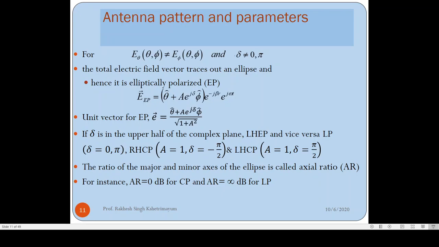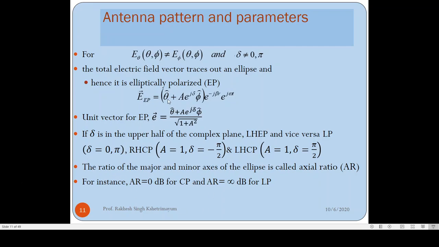If you have a theta and phi plane, and if your delta is in the upper half plane, we have 4 quadrants, no? 4 quadrants in the theta and phi plane. So if delta is in the first and second quadrant, or in the upper half plane, then you have a left hand elliptically polarized wave. If your delta is in the lower half plane, or in the third and fourth quadrant, then you have a right hand elliptically polarized wave.